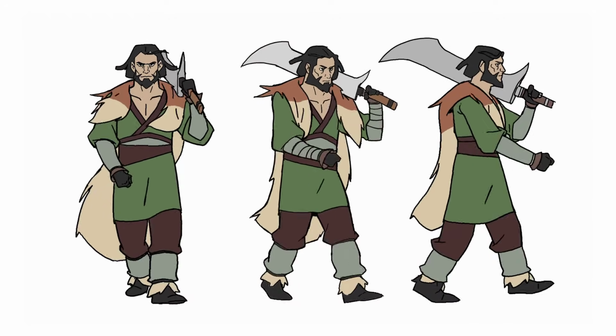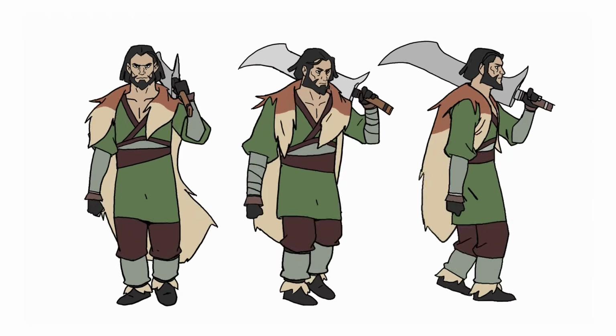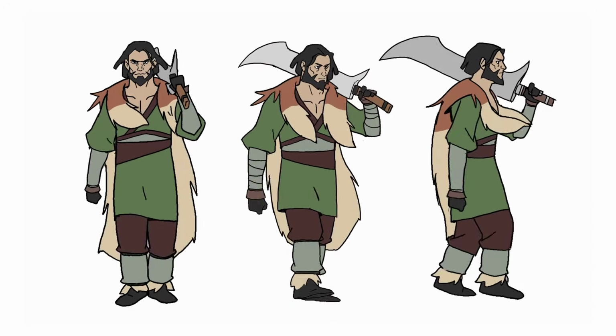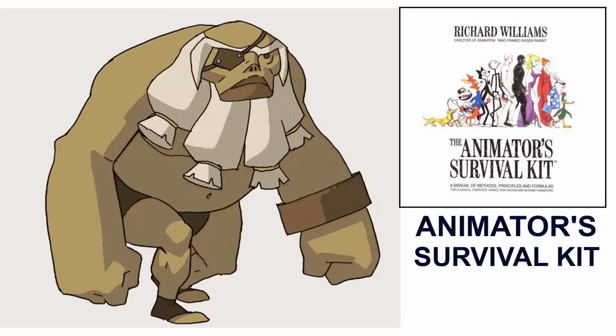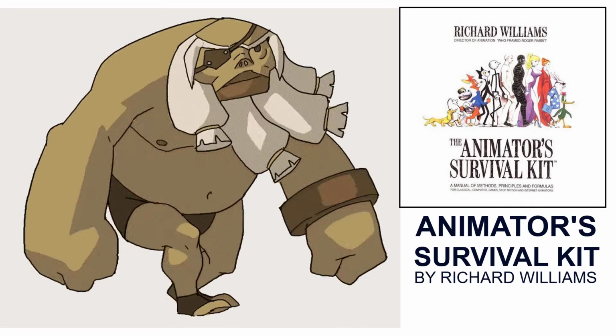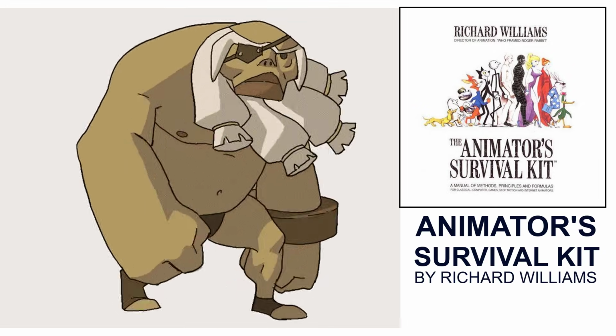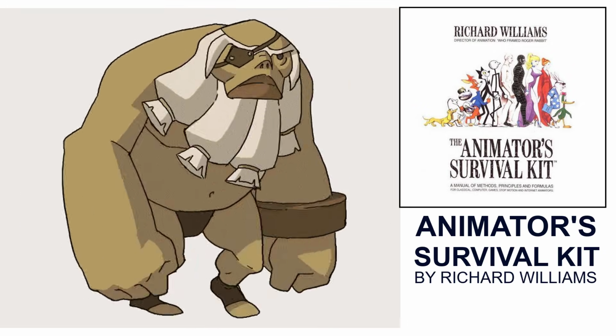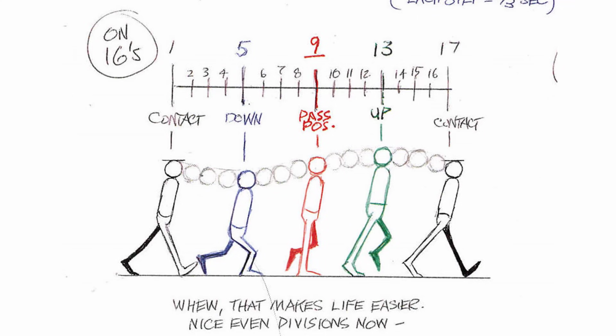Today we're going to be talking about animating a character walk cycle. I suggest everybody pick up a copy of the Animator Survival Kit by Richard Williams, as it's going to be incredibly helpful in this process. We'll be creating a 16 frame walk cycle, meaning that each step will take 16 frames.